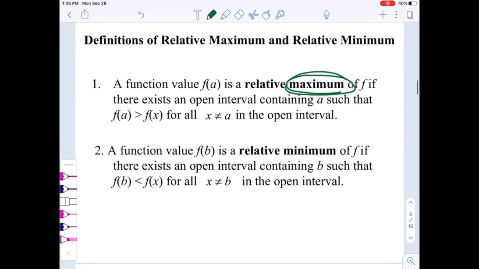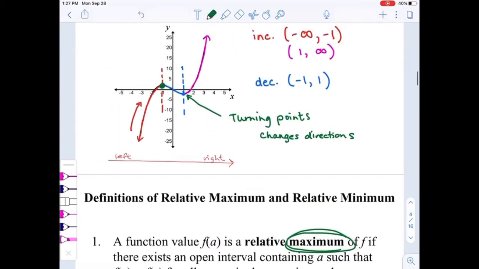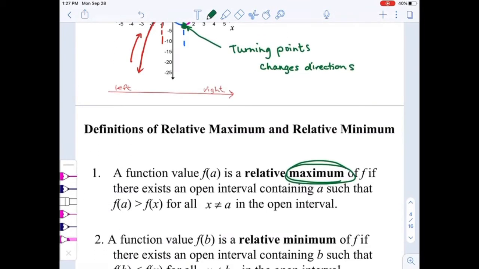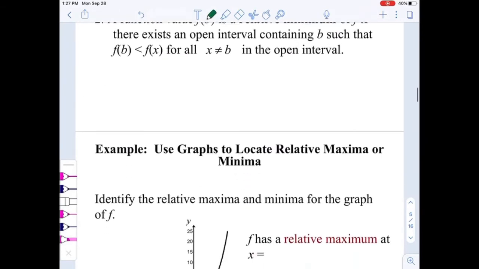It then says that a function value f of b is a relative minimum of f if there exists an open interval containing b such that the value of the function at b is less than f of x for all x not equal to b in the open interval. So the relative minimum would be this other turning point. It's the lowest point on our graph, not including the infinities. Again, they're the turnaround points. That's what we're looking for.